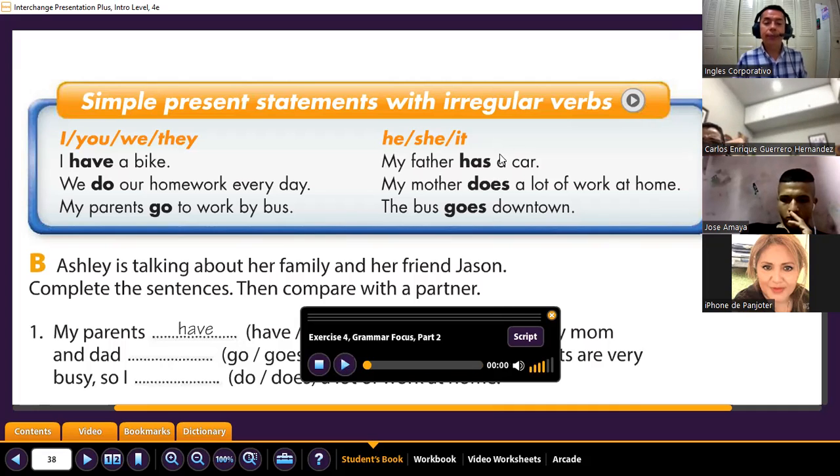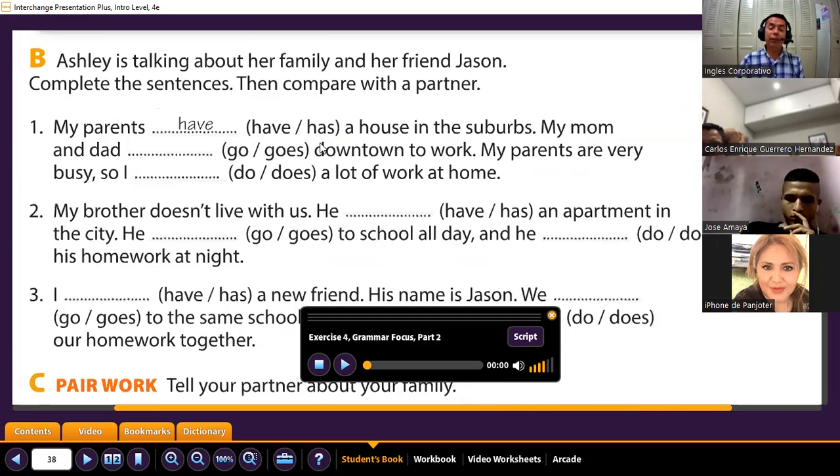Okie dokie. So again, right? Subject, verb, and complement. The difference with the verbs have, do, and go is that they are special. So for example, I don't say, my father haves. My father has. Mm-mm. My mother does. And the bus goes, right? Understand? So now, here we have an exercise, right? Let's make this one, right?